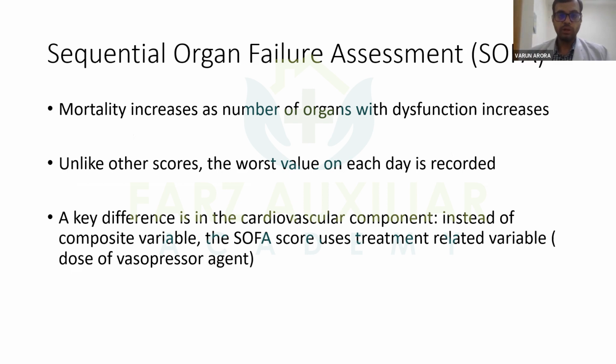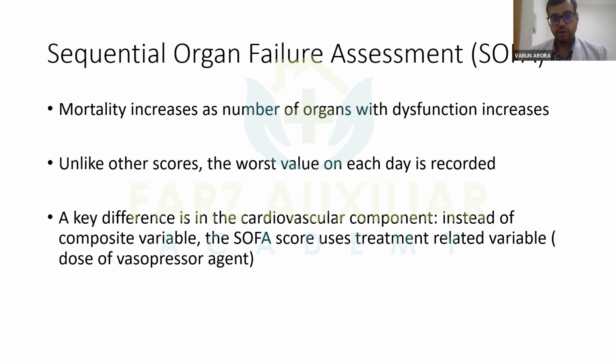So, how do we assess this? The sequential organ failure assessment. What does this score tell us about the patient? The interpretation of this score. Mortality increases as the number of organs with dysfunction increases. So unlike other scores, the worst value on each day is recorded. Not the first value, but the worst value on each day is recorded for SOFA score.